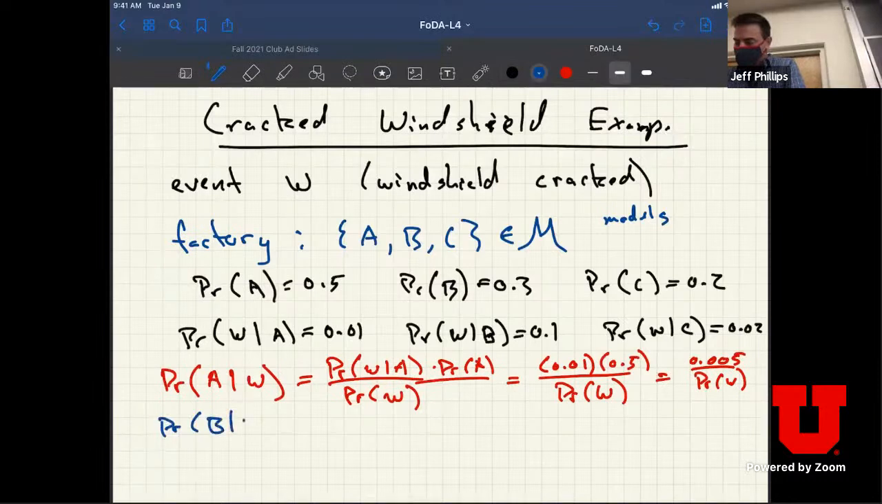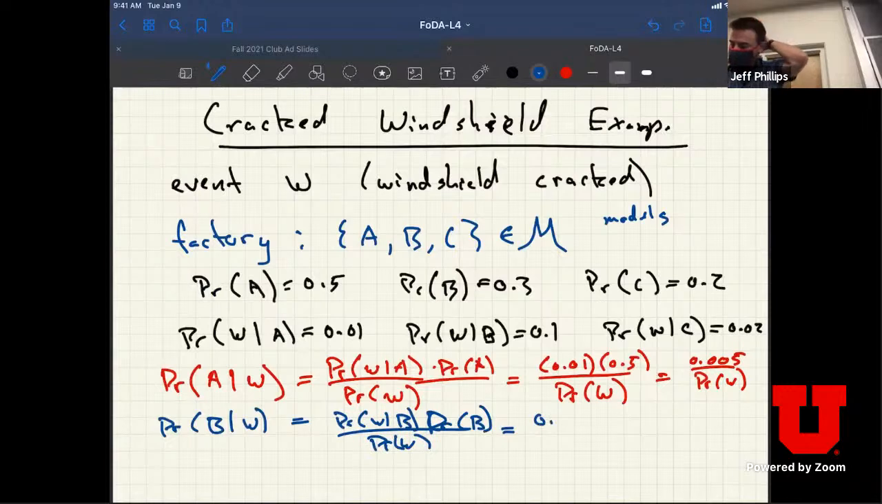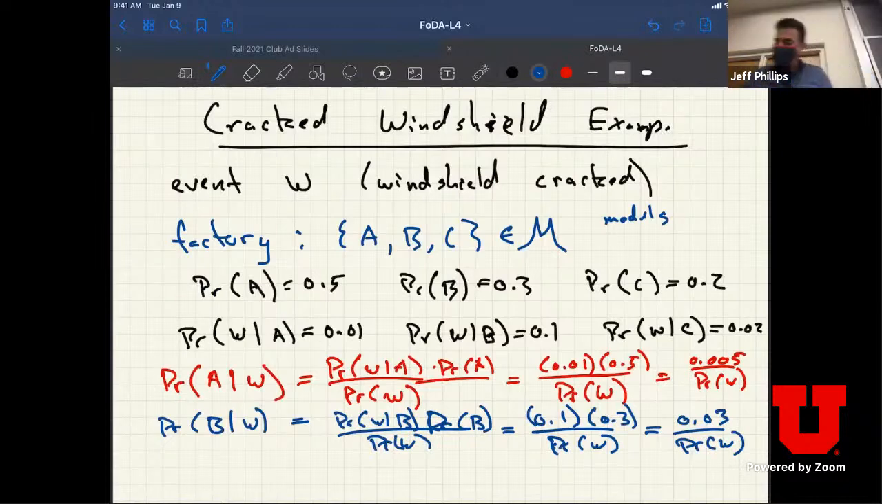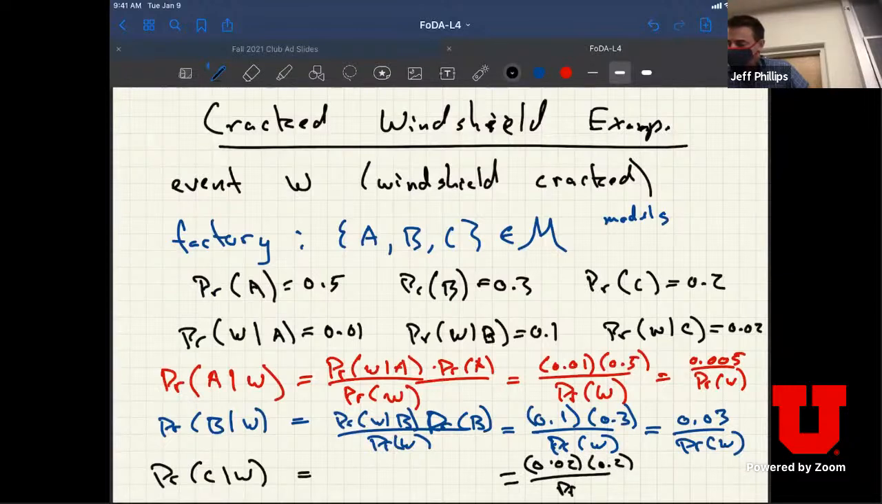I can do the same thing with factory B. Again, the probability of the windshield cracking given B, times the probability of B, divided by the probability of W. This is now 0.1 times 0.3, which is 0.03 divided by the probability of W. And I can do the same thing with C. We'll skip to here. This is 0.02 times 0.2, which is 0.004.